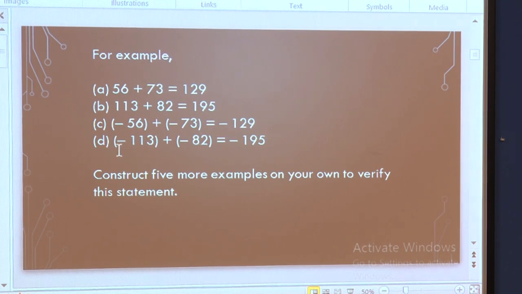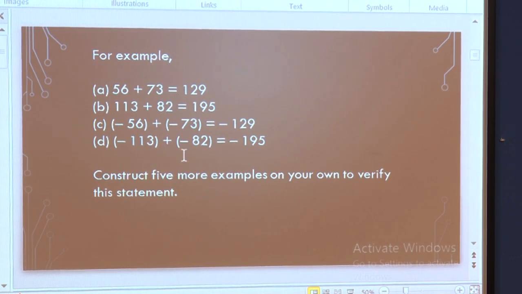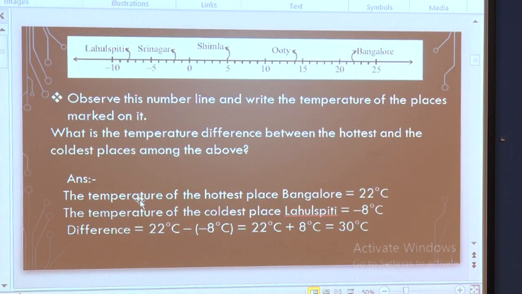Another example, minus 113 plus minus 82. Here also we have done it very similarly, we added 113 to 82, but when you are adding negative integers, we get a negative integer, minus 195. Construct 5 more examples of your own to verify the statement. So children, you can do some more examples and verify the statement.